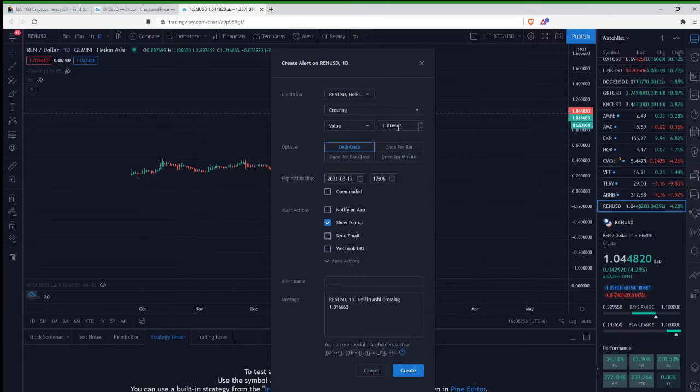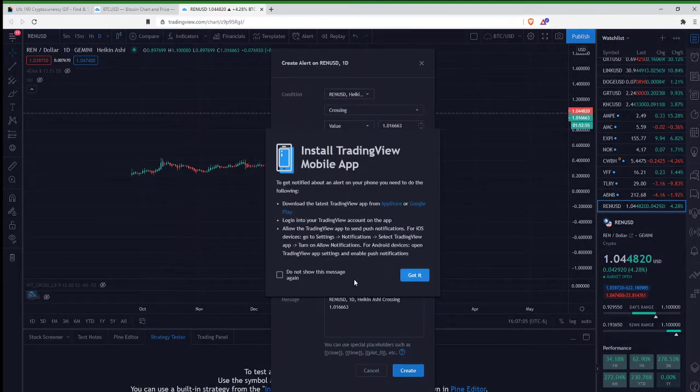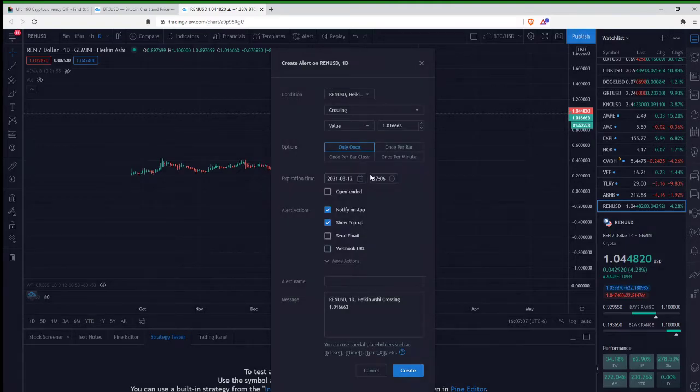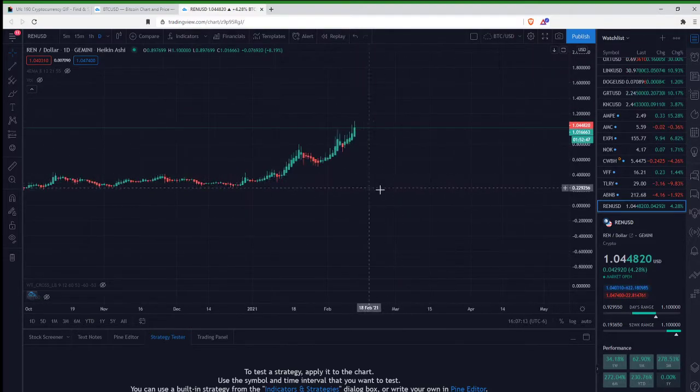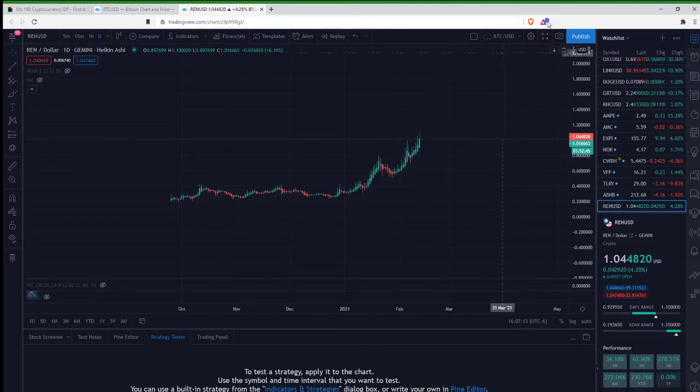So say it crosses, say I wanted to buy the dip at 90 cents. I would put this here, show a pop-up, notify on app because I have the mobile app downloaded on my Android, and I would create that. Okay. All right.